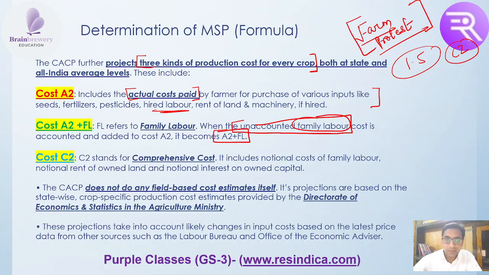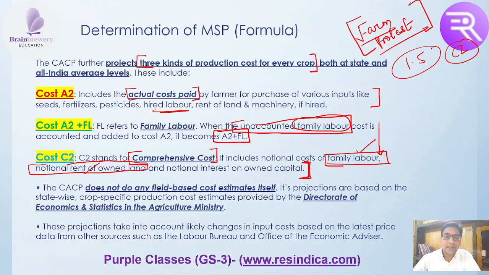Then what is this C2? C2 stands for comprehensive cost. It includes the notional cost of family labor, the notional rent of owned land, and the notional interest on owned capital. When we include all these things, we get cost C2. That means this is going to be much larger than A2 plus FL, because here we are adding everything: the proper cost of family labor, the notional rent on owned land, that is, how much rent you should give if you were not owning the land, and the notional interest on owned capital, how much interest you are paying on certain capital that you have taken.